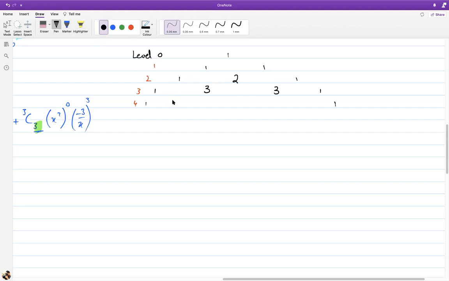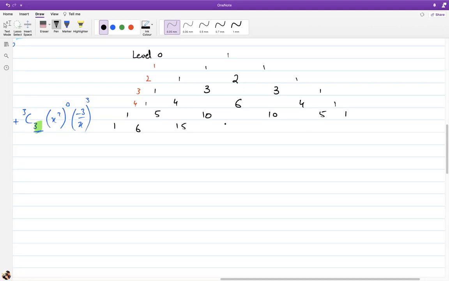Similarly, here I'll get 4 because 1 plus 3 is 4. 3 plus 3 is 6. 3 plus 1 is 4. The next level will be 1 here. 1 always comes. 1 plus 4 is 5. 4 plus 6 is 10. 6 plus 4 is 10. 4 plus 1 is 5. Here 1 will come. Then 1 will come again. 1 plus 5 is 6.